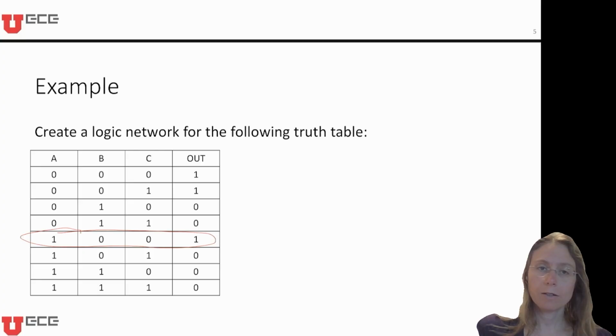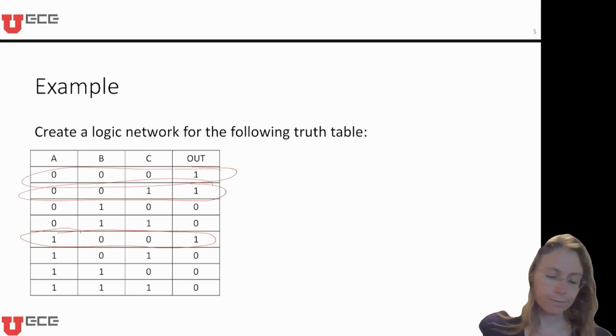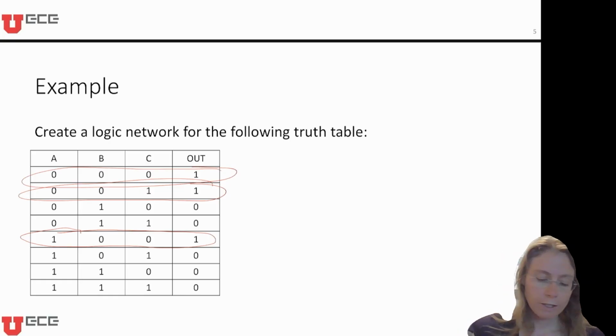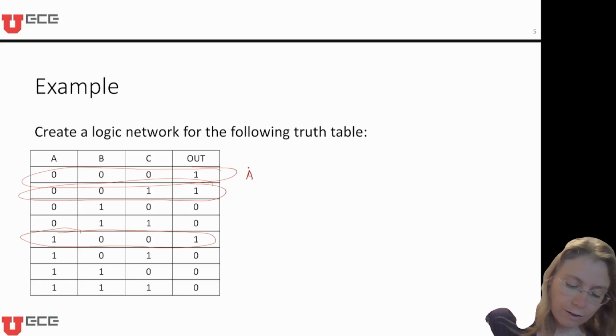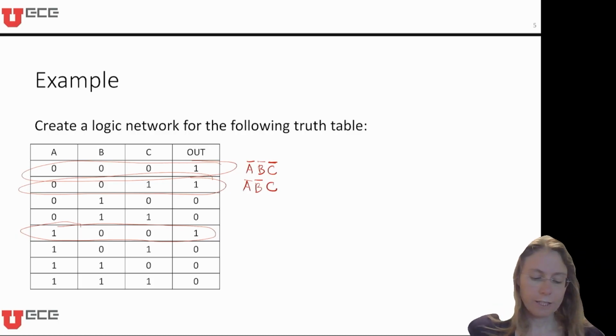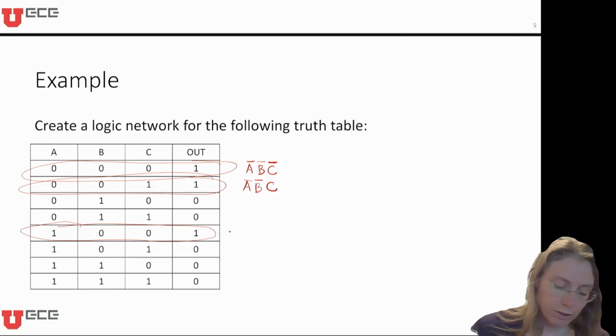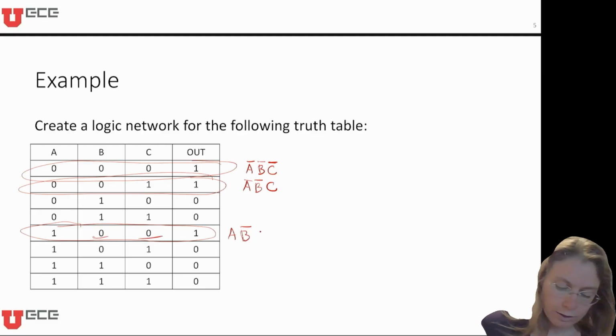Here's a row that has an output of 1. Here's a row, and here's a row. Now I could brute force this and say not A, not B, and C. And for the next row, not A, not B. Oh, sorry, the first one should also be not C. And for the second row, it would be just a plain old C. And finally, for this one down here, we'd have A, B knotted because of the zeros, C knotted.